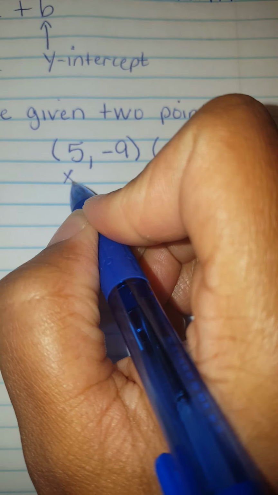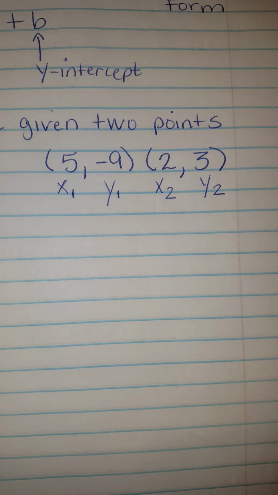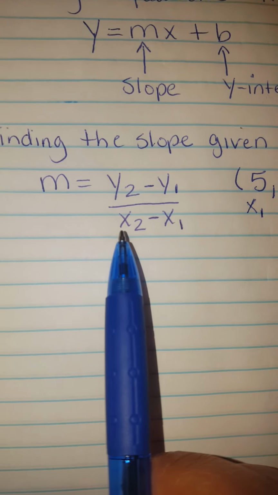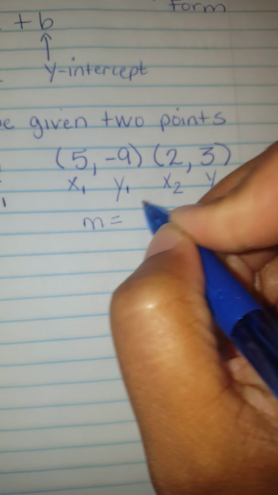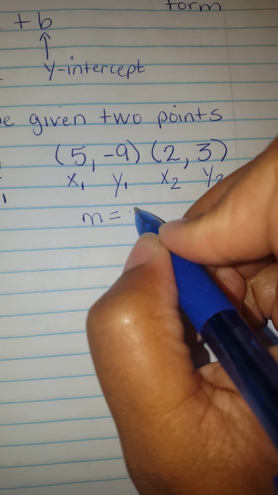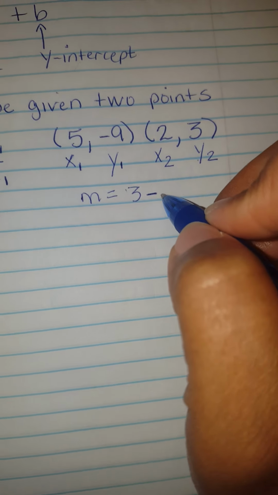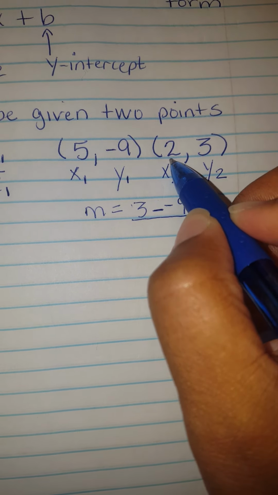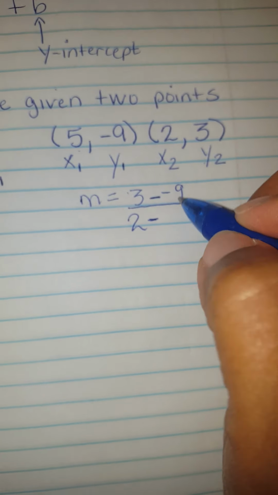So we have x1, y1, and then we have x2, y2. So now that we've labeled the points, we're going to take each of these numbers and plug them into our formula. So where you have y sub 2, you're going to write 3 minus y sub 1, which is negative 9, all over x sub 2, which is 2, minus x sub 1, which is 5.